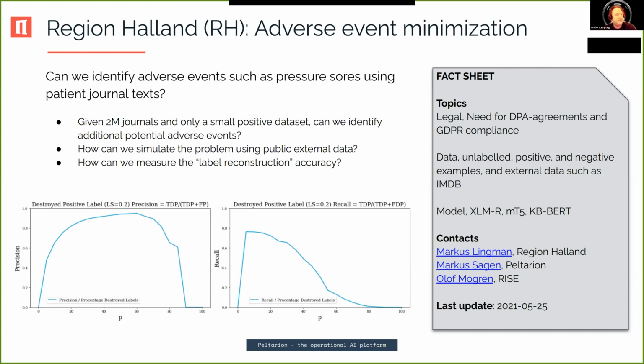What they potentially want to do here is, given that we have just these few hundred positive events, find additional ones in the whole set of 2 million journal texts, historical adverse events that, if I understand them correctly, would be of use for them. So we have been looking into something we call the label reconstruction problem: how can we train a model so that it can reconstruct destroyed labels, to work with a very small number of positive labels and still be able to find additional positive labels in the full data set. You can see some of the results here. It's a bit technical, but I'm happy to go more into depth if anyone wants to know more about what we're trying to do here. Hopefully this can be of real use for Region Halland later.